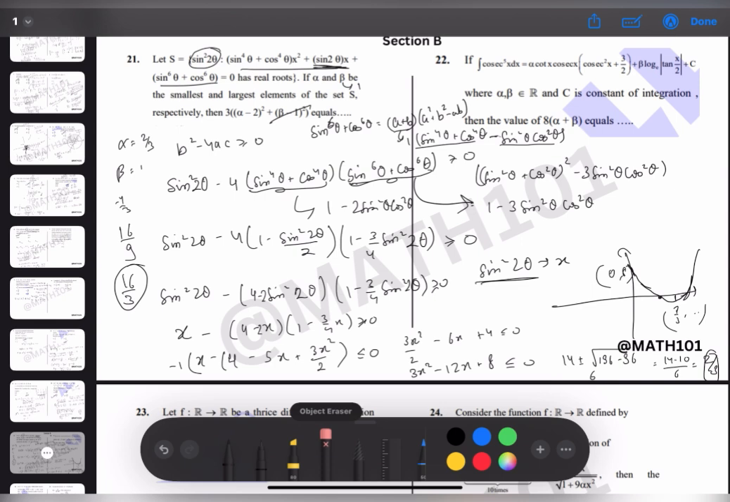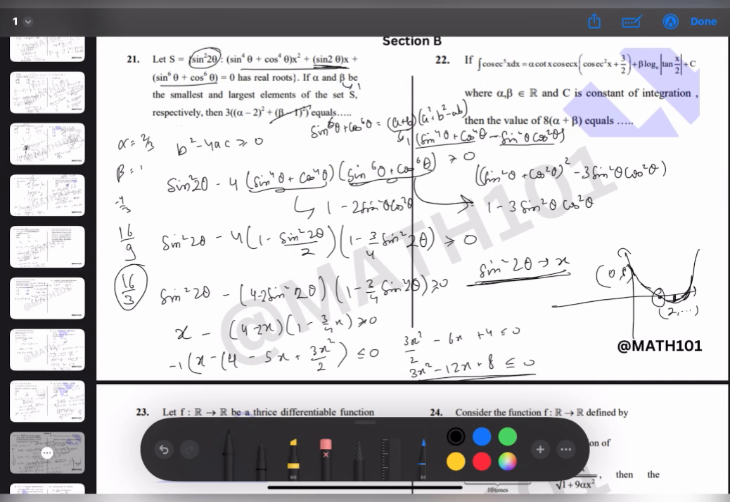Anyways, at x equals to 0, it is still valued at 8, and its minimum will be attained at minus of minus 12 by 2 into 3, which is 2. So 2 comma something would be its minimum value here. So obviously the maximum possible value of x equals to sin square 2 theta would be 1, and it is permissible because at x equals to 1 this is less than equals to 0. The minimum would be its lower root.